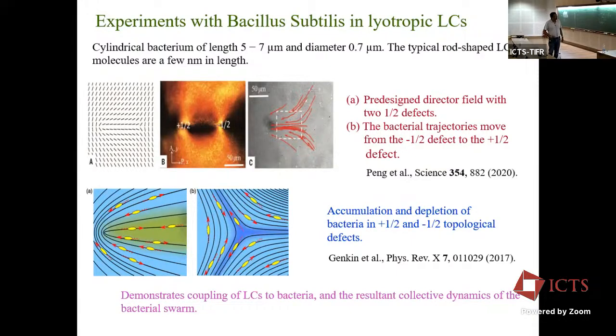I think Genkin and others went into this in more detail and identified why exactly this migration takes place from the minus half defect to the plus half defect. Again, in this case, the experimental story lies on the fact that the bacteria point parallel to the liquid crystal locally. The liquid crystal is apolar, so again, it has an up-down symmetry, basically.